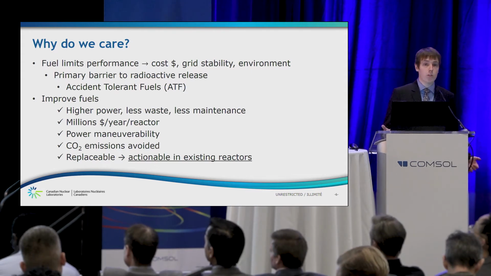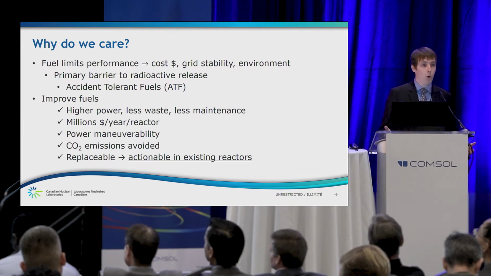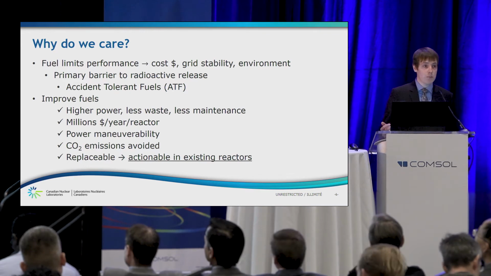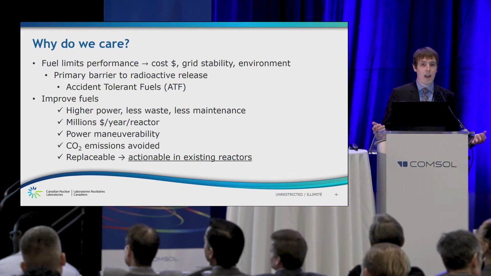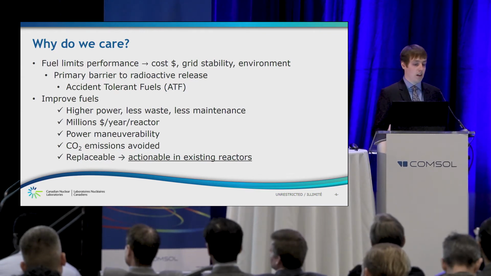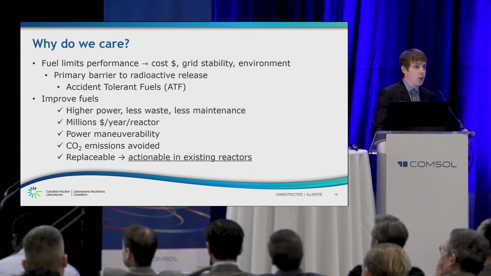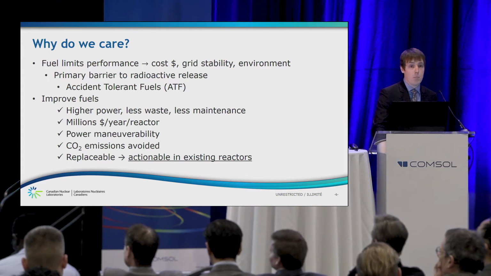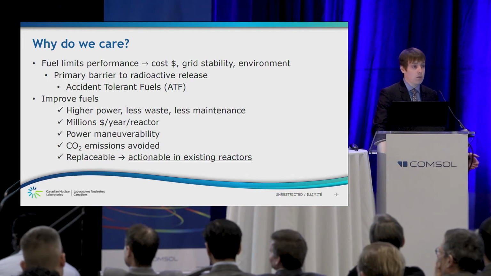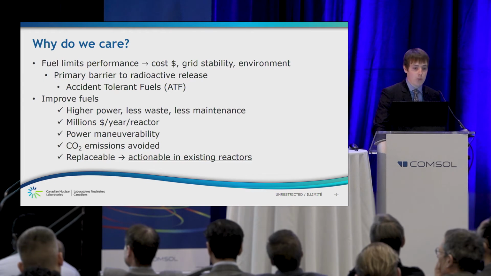If we can have more nuclear power and we can accommodate more green energy, we can prevent many, many tons of greenhouse gases from being emitted. It also has consequences for nuclear accidents. The fuel's the primary barrier to the release of radionuclides. So, if we can design better fuel, we can prevent Fukushimas from happening.